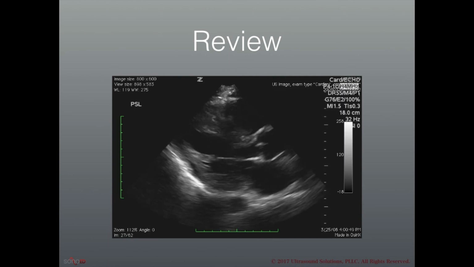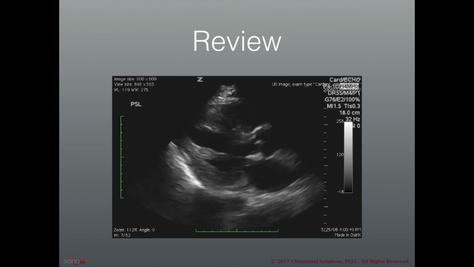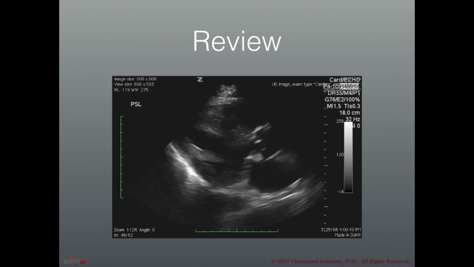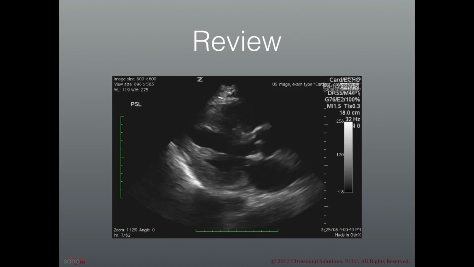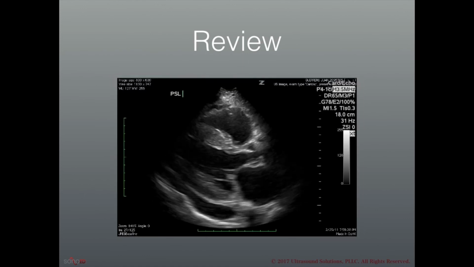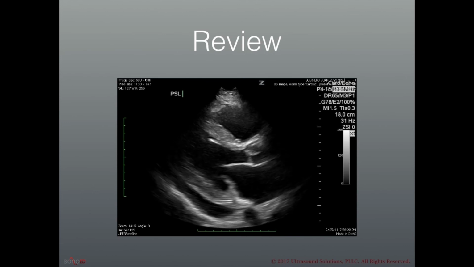Here's an example of a parasternal long axis view that shows a moderate to severely hypokinetic left ventricle. There's no pericardial fluid, and this is not the best view to assess the right heart. Here's an example of a severely hypokinetic left ventricle with a small pericardial effusion.